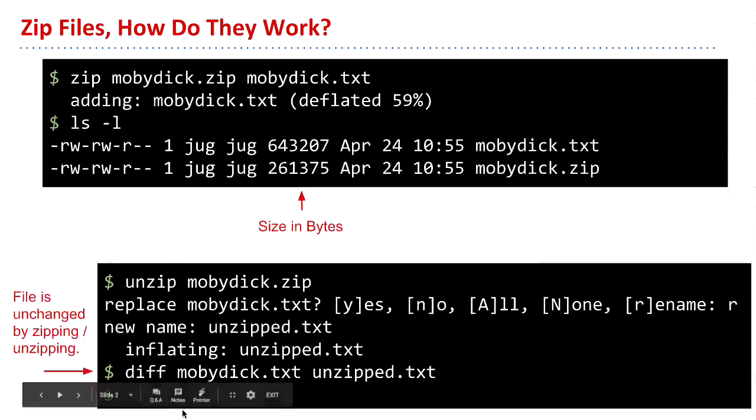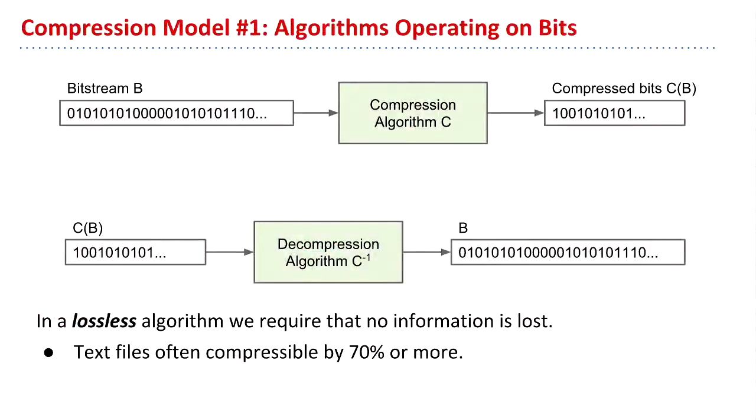And this line here is just noting if I compute the difference between Moby Dick and the unzipped version, then they are not different. That's what this diff command, by the way, does. So how does that work? Well, that's what we're going to be demystifying to some degree today. There's actually a number of algorithms for doing this. We're going to do one called Huffman coding, which maybe you've heard of, maybe you haven't.